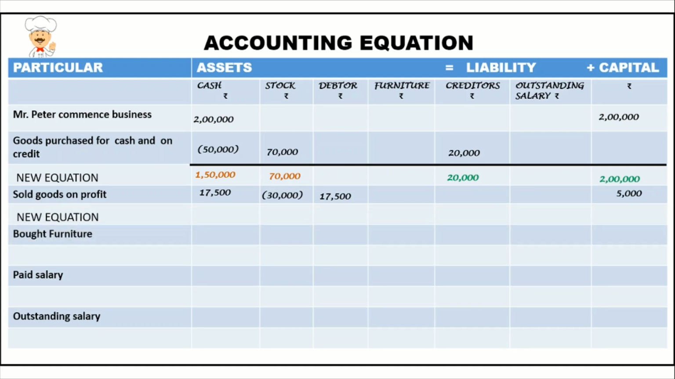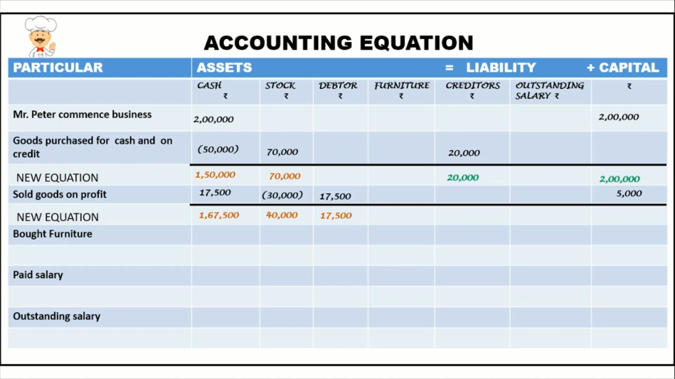Now, before that, new equation. So we are going to draw a line over here and we are going to add or subtract the amount so that we get a final figure. Every time you can check with your new equation, these totals should be equal. The accounting equation should justify or should tally.